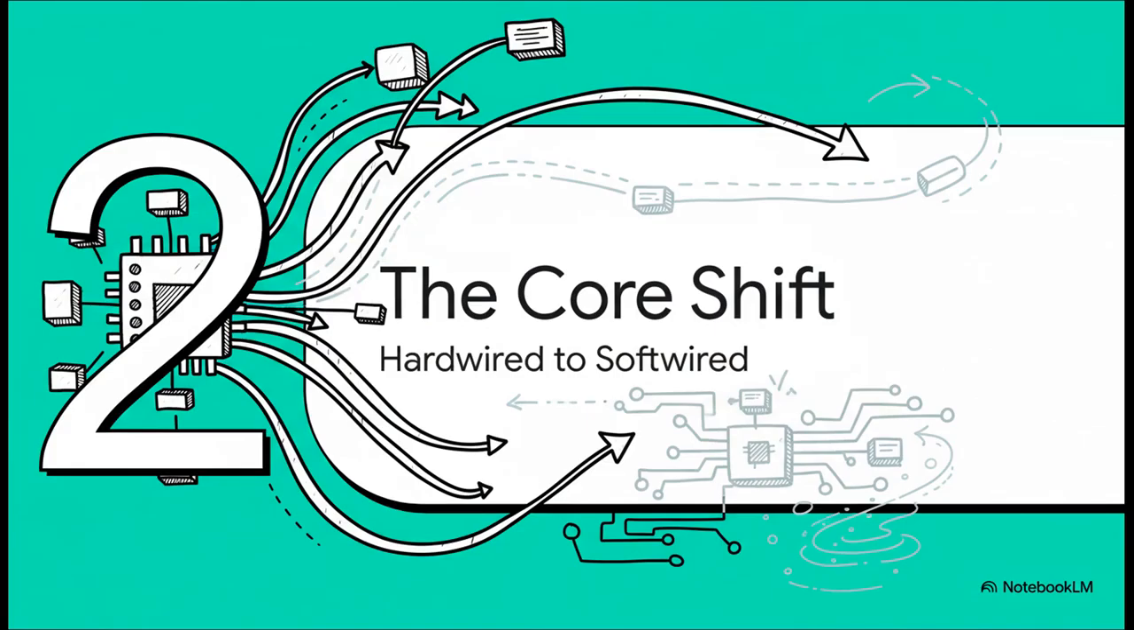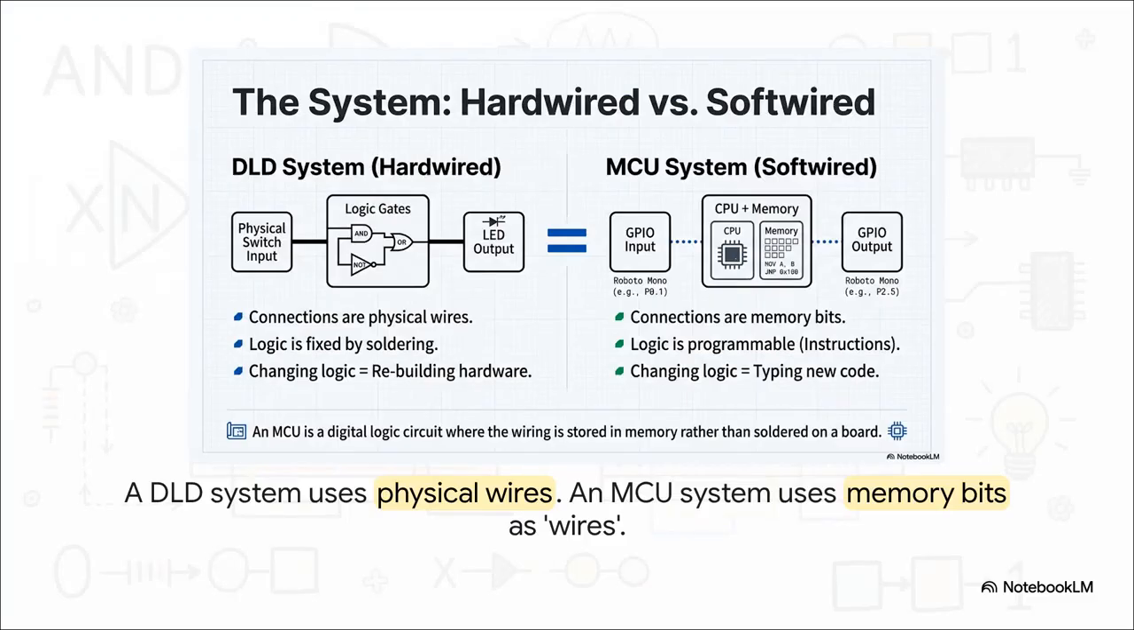Okay, this brings us to what I think is the single most important concept you need to grasp. We've figured out that the components inside are all familiar. The real magic, the big shift in thinking, is all about how we connect them. And this picture just illustrates that difference perfectly. In a normal DLD system, your connections are actual physical wires, right? You connect a switch to a logic gate with a little piece of copper. But in an MCU system, the connections between the CPU, the memory, the outside world, they're all soft-wired. The wires are actually just bits stored away in memory.